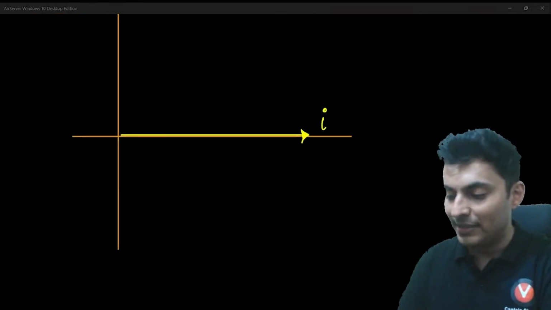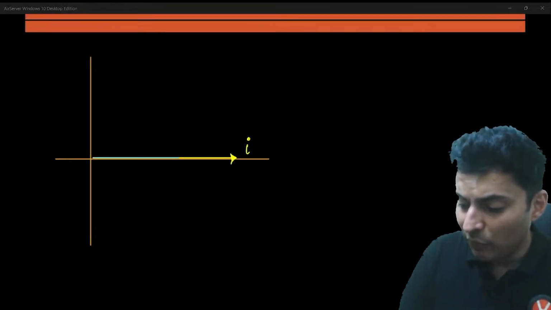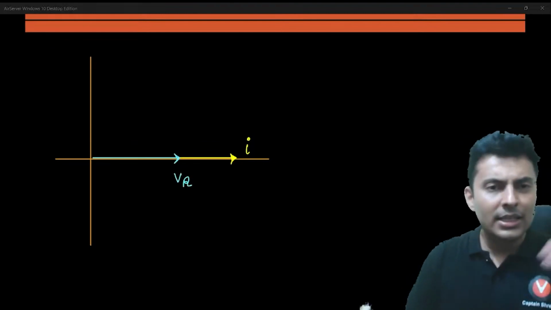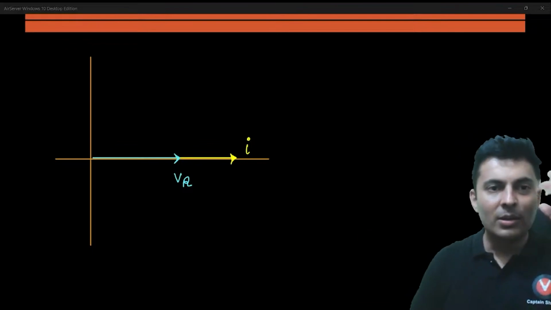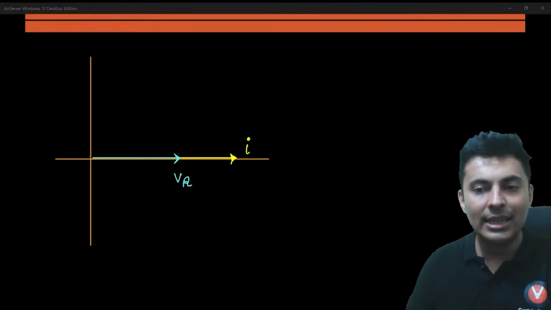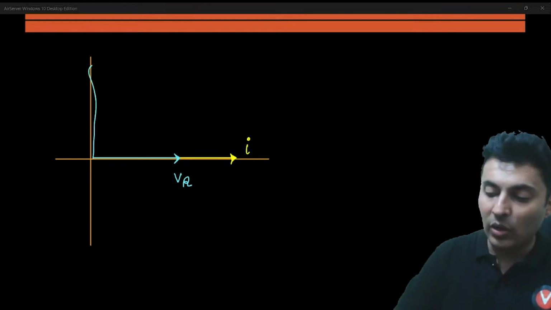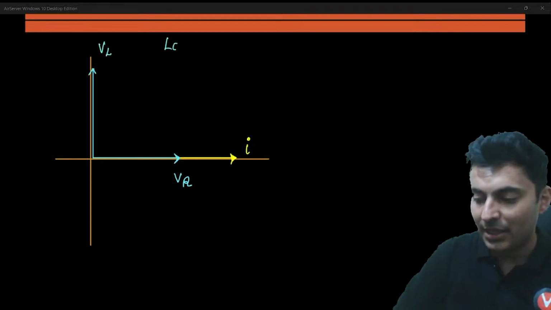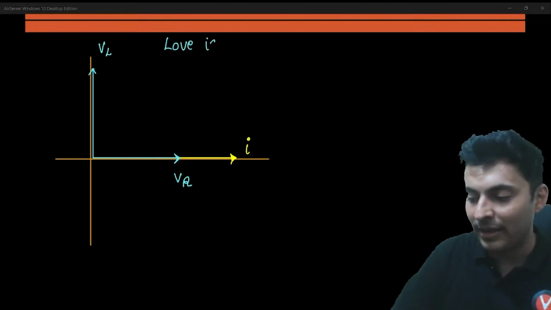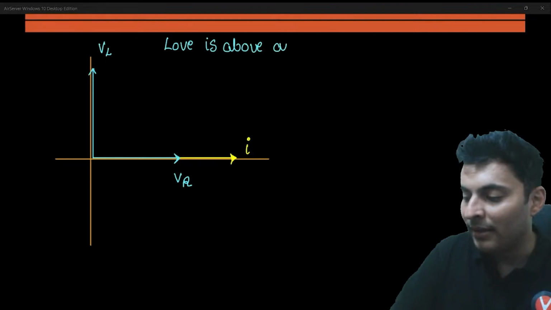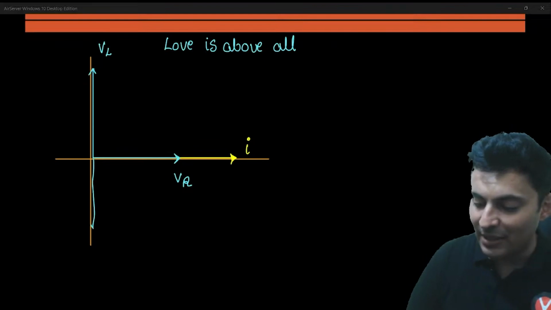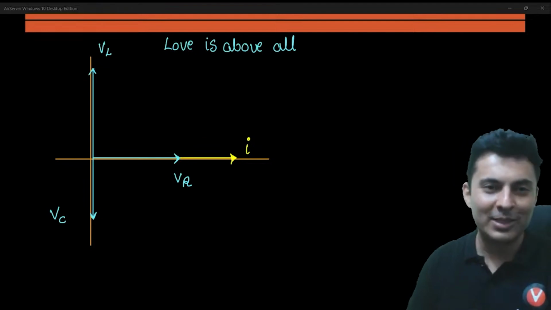Now let's talk about the voltages. For a resistor, the voltage and the current are in the same phase. So always the voltage across the resistor is in line with the current. Now remember the phrase, love is above all. Love is above all. So the voltage across the inductor is something like this, VL. Love is above all, so that's why it is on the top. Naturally, who is left? Obviously, the voltage across the capacitor. So VC, the voltage across the capacitor, is always below.